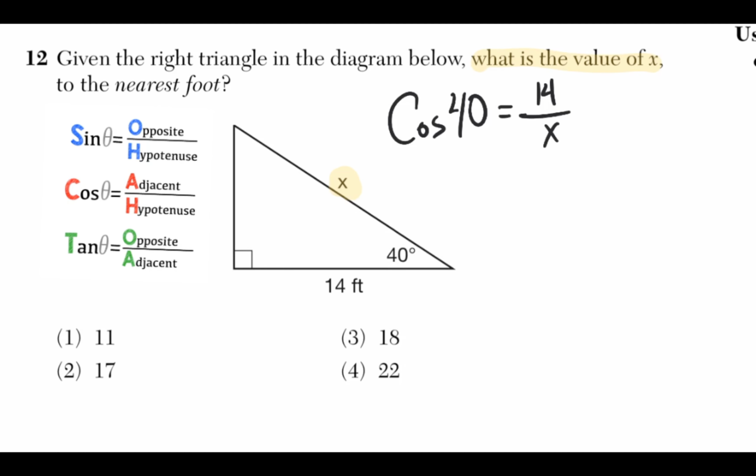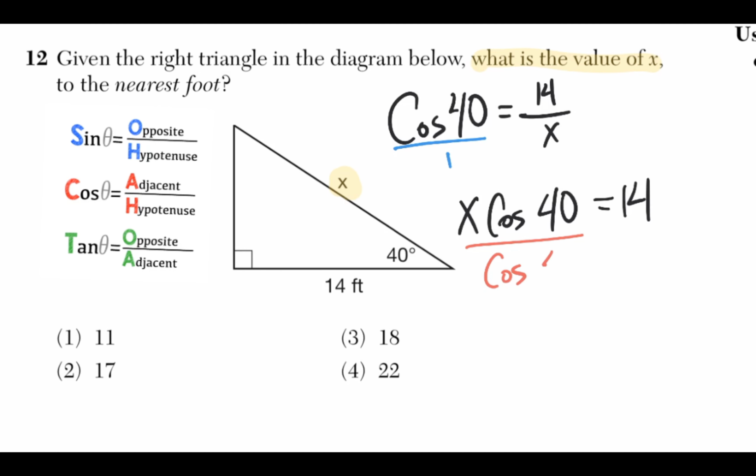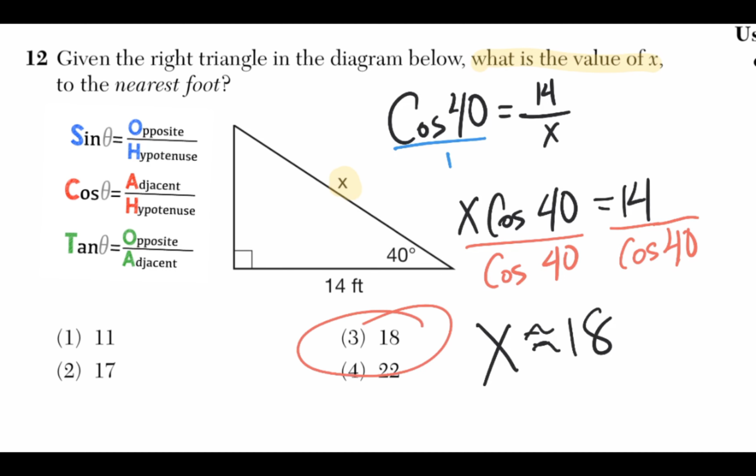Beautiful. And then we can simply cross multiply, and we can put this over 1. And when we cross multiply, it's going to give us x cosine 40 equals 14. Beautiful. And so what we need to do is divide both sides by the cosine of 40. Beautiful. And when we do that, x equals what? Approximately 18, which is option number 3.